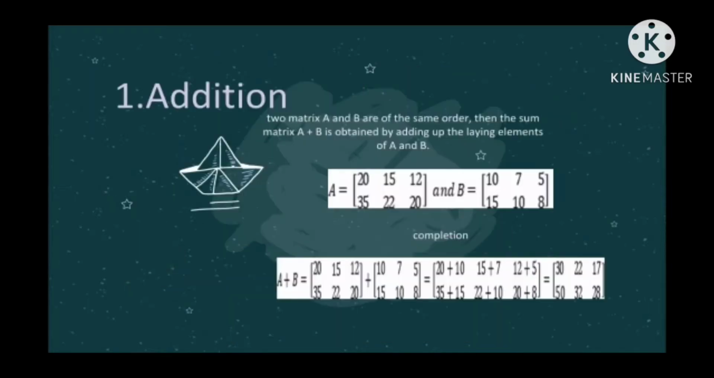Operations in the matrix. Number 1, addition. If two matrices A and B are of the same order, then the sum A plus B is obtained by adding up the corresponding elements of A and B. If matrix A is 20, 15, 12, 35, 22, 20, and matrix B is 10, 7, 5, 15, 10, 8, then A plus B is 20 plus 10, 15 plus 7, 12 plus 5, 35 plus 15, 22 plus 10, 20 plus 8, which is the matrix 30, 22, 17, 50, 32, 28.